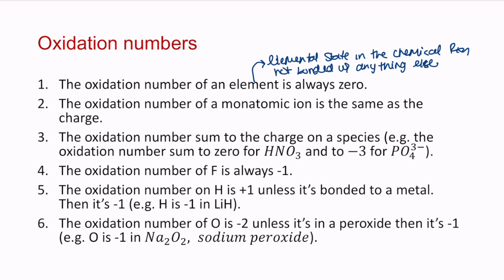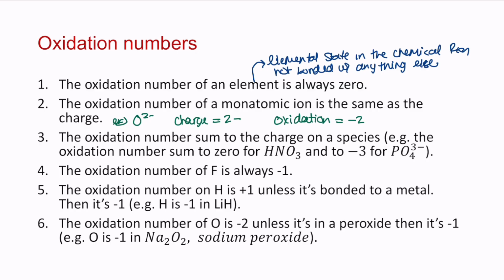Now, the oxidation number of a monatomic ion is the same as the charge. Now, oxidation numbers are written, let's look at an example. So oxide, which is O2-, the charge is equal to 2-. That's how we write the charge. The oxidation number is -2. So oxidation numbers are always written with the charge followed by the number. All right, so that's how we differentiate between a charge on an element and an oxidation number.